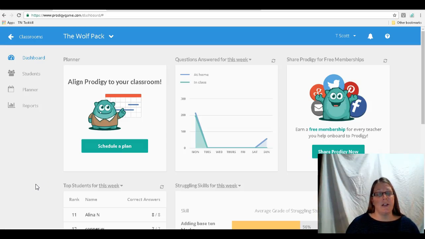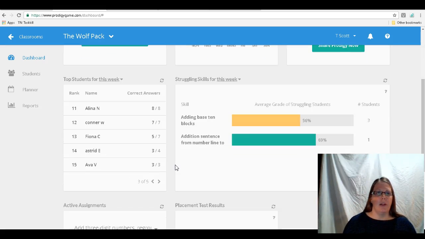There are lots of different areas on the teacher dashboard that I want to talk to you about in checking progress. The first one I want to bring your attention to is questions answered for the week. This just provides you with a graph showing you how many questions are either answered at school or at home.